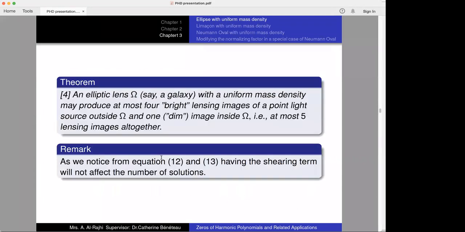So the authors said, an elliptic lens, say a galaxy, with a uniform mass density may produce at most 4 bright lensing images and 1 dim image inside the domain. So we will have in total 5 images. As a remark, we notice that having the shear term will not affect the number of solutions, as we will see in the other lenses.